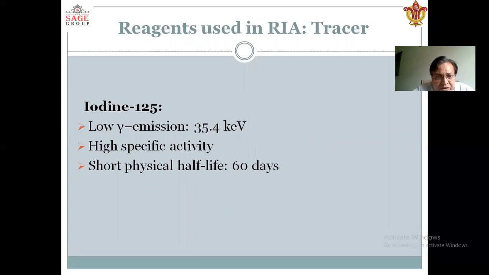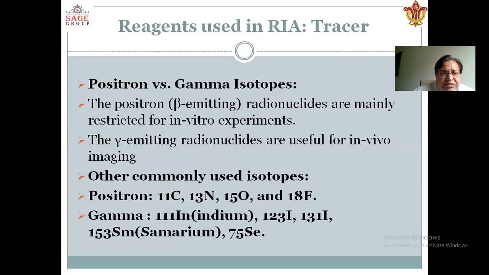Now, iodine 125, low gamma emitter, that is 35.4 kilo electron volt, high specific activity, short physical half-life, that is 60 days. Positron and gamma isotopes. The positron beta emitting radionuclides are mainly restricted to in vitro experiments. The gamma emitting radionuclides are useful for in vivo imaging.